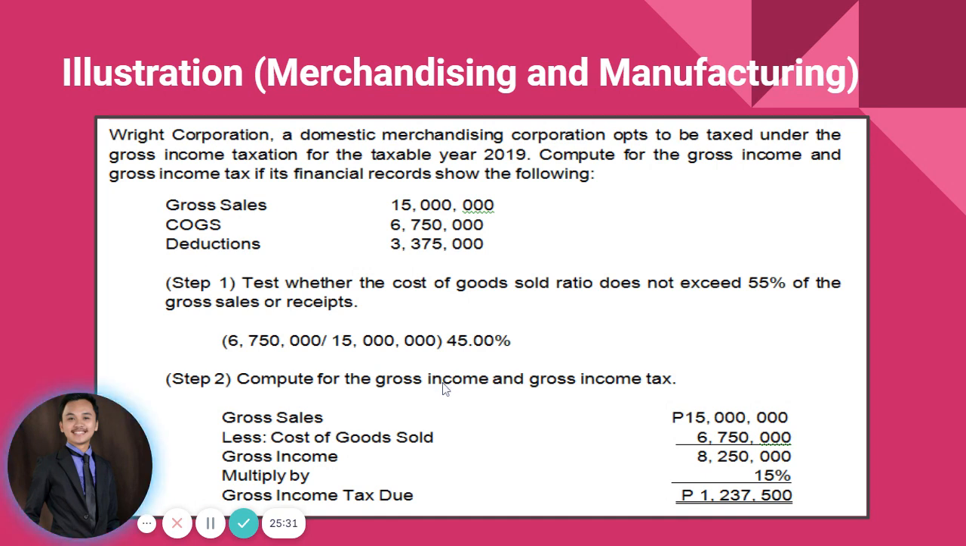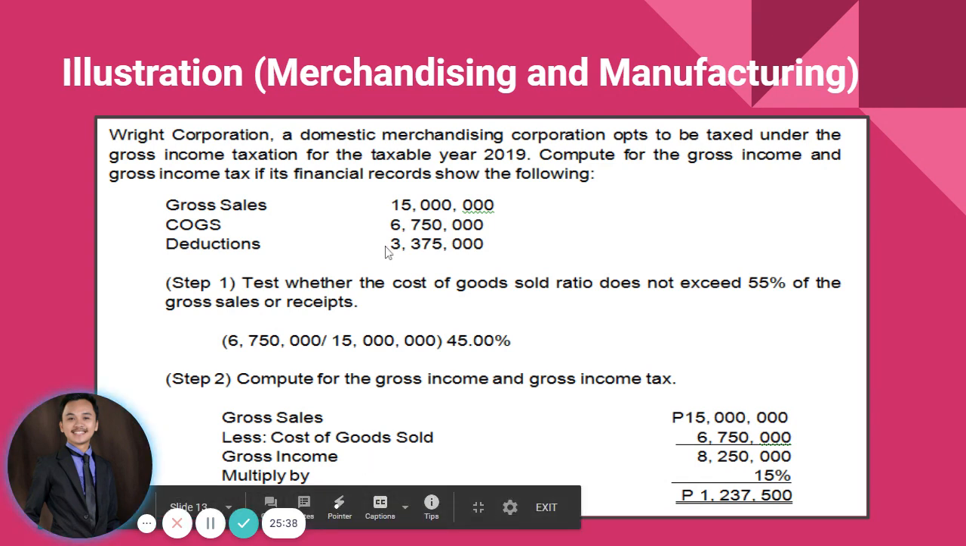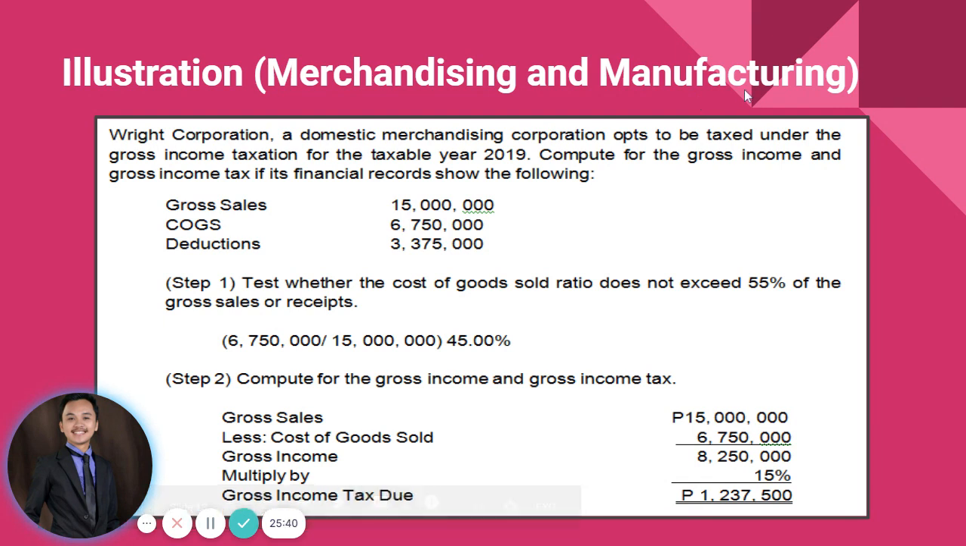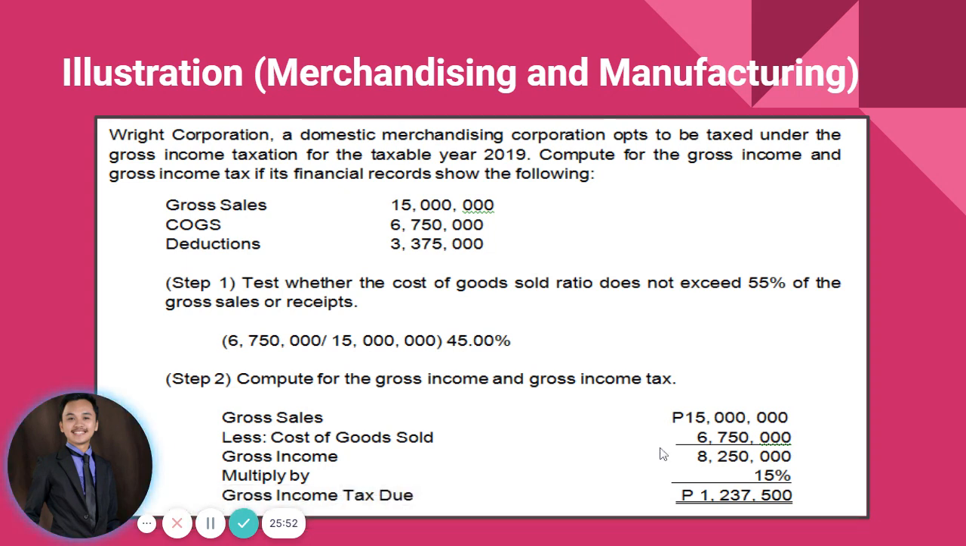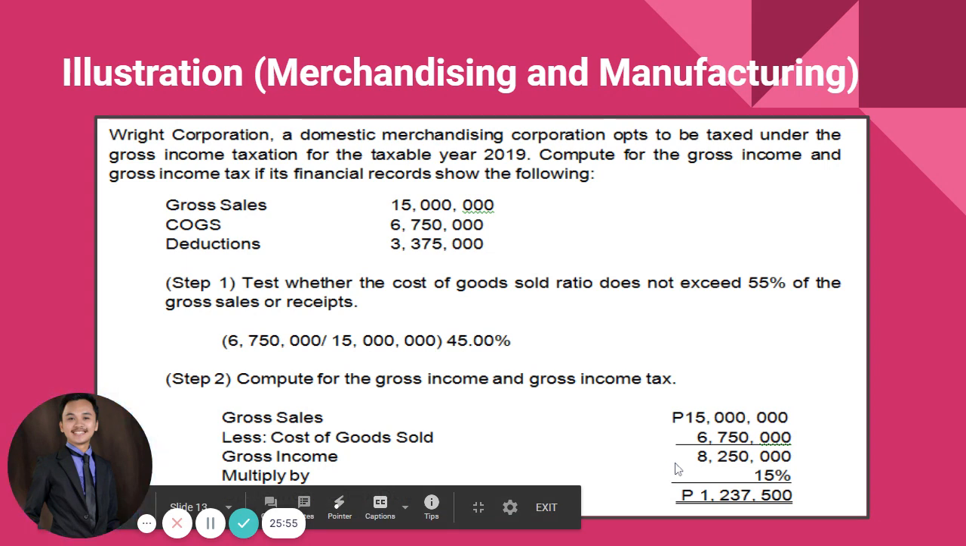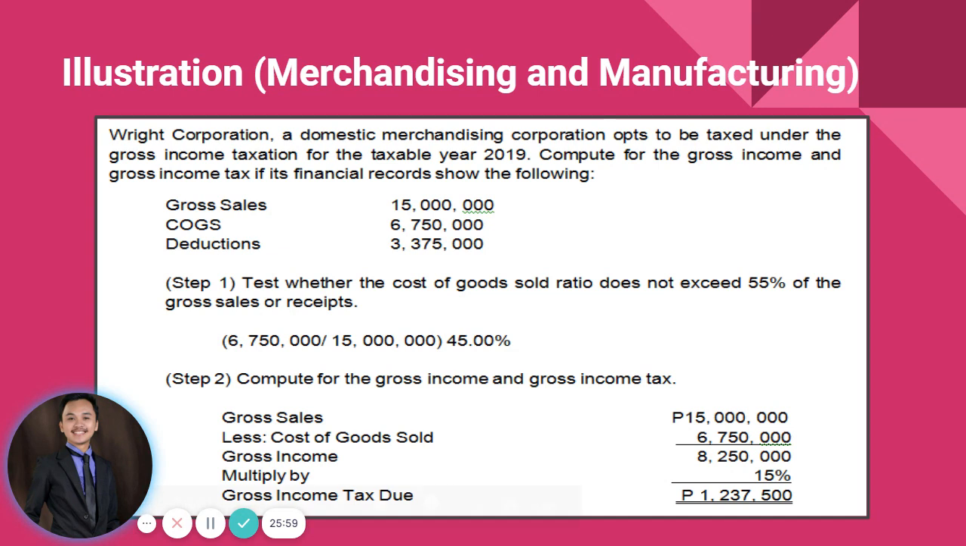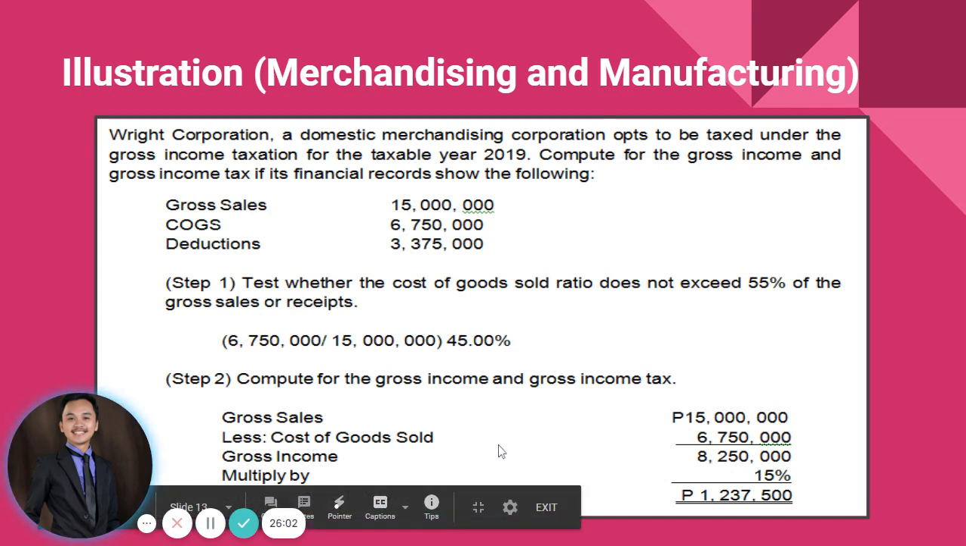And again, your gross income tax, from the term itself, gross income, will be based on gross income. But for the purposes of computing gross income in merchandising and manufacturing, gross income will be gross sales minus any sales adjustments minus cost of goods sold. Okay, to compute for your gross income. Again, gross sales minus sales returns and allowances, sales discounts if there's any, and less cost of goods sold to compute for your gross income.